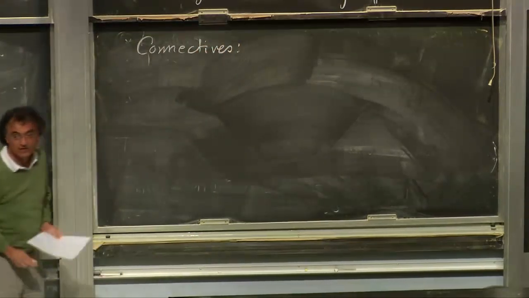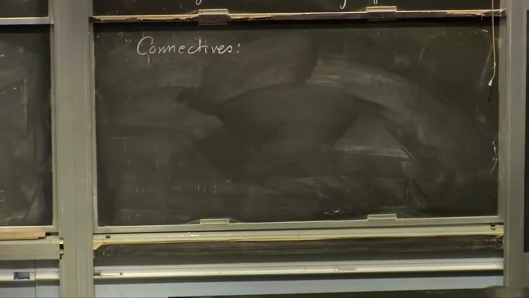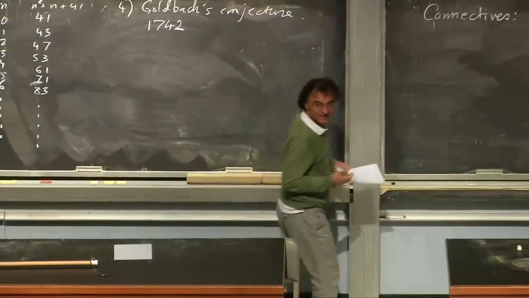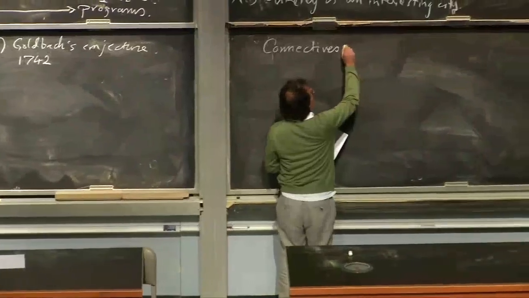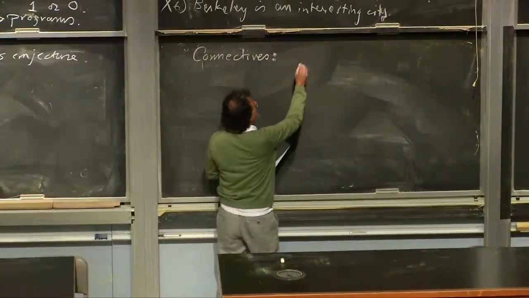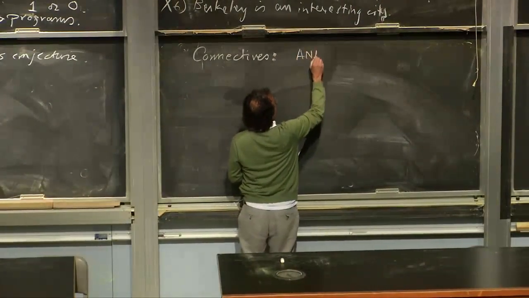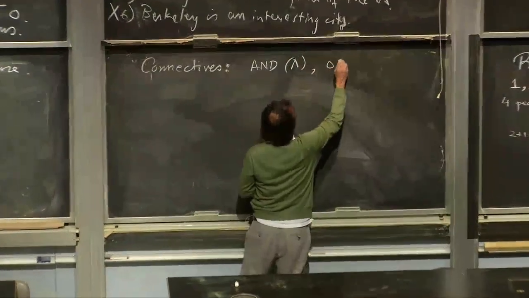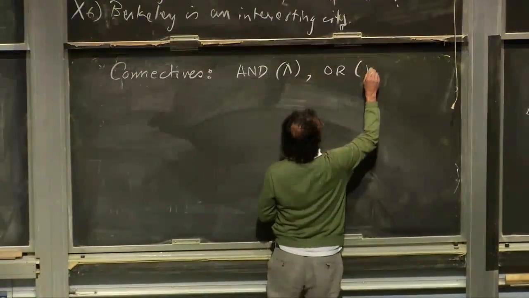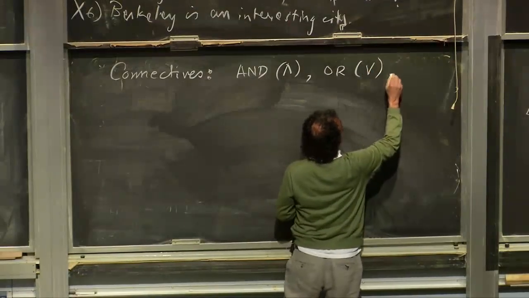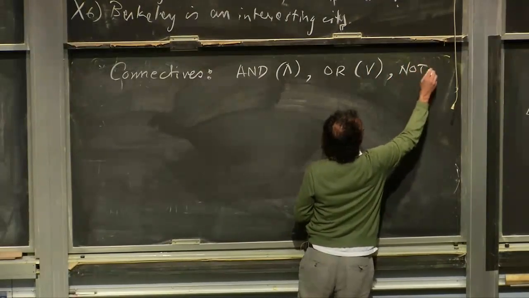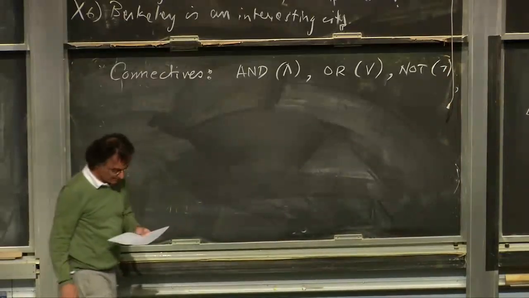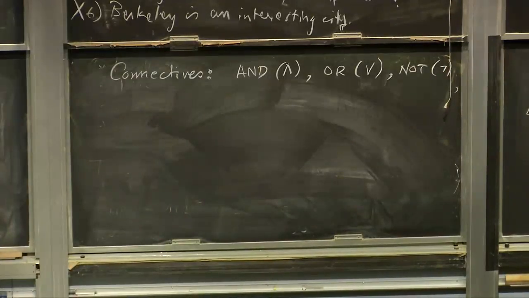Connectives. So given two propositions, we can connect them together, okay, using certain kinds of connectives. And the simplest ones are these. They are and, which is denoted by that, or, which is usually denoted like that, and not, which is usually denoted like that. Okay?